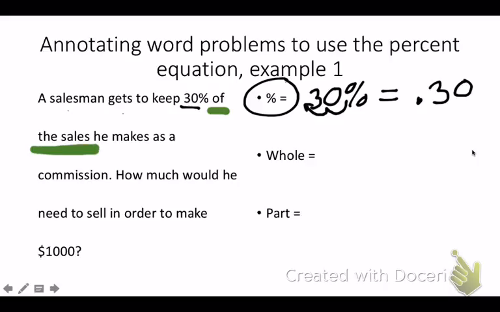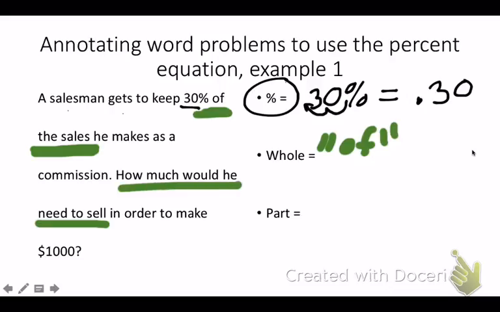How much would he need to sell in order to make $1,000? So how much does he need to sell, and 30% of his sales? Okay, so that's representing the same thing. He gets to keep 30% of his sales, so that means his whole amount, what came after the word of, we don't know what it is. That's what we're trying to figure out. How much would he need to sell? So I'm going to put an X in the place of my whole number.